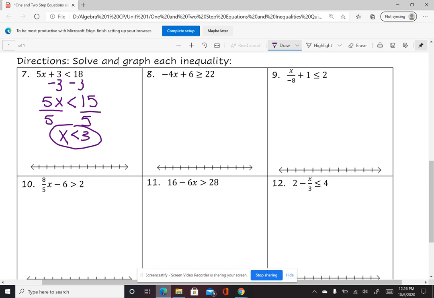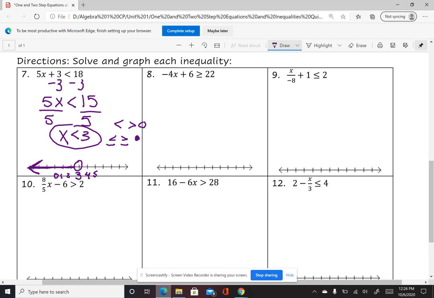Now, that one wasn't any different because we didn't multiply or divide by any negatives. Now we're going to graph it. So you're going to pick 3 on here. Remember, if you have less than or greater than, it's an open circle. If you have less than or equal to or greater than or equal to, it's a closed circle. This is just less than, so we're going to have an open circle at 3. And it says x is less than 3, less than, left, both start with an L. We're going to go here because we want all the numbers that are smaller than 3. So this would be like 2, 1, 0.